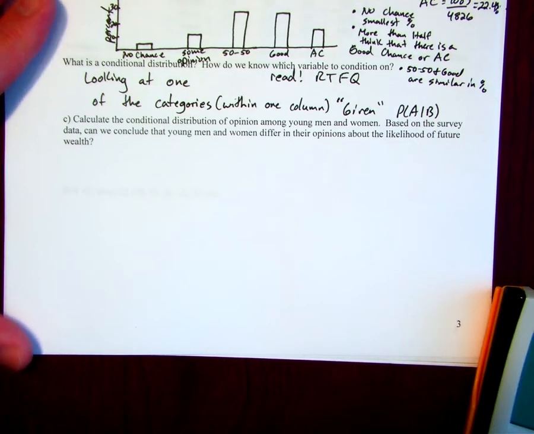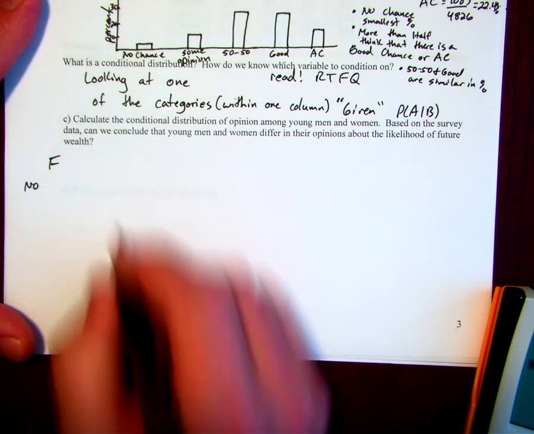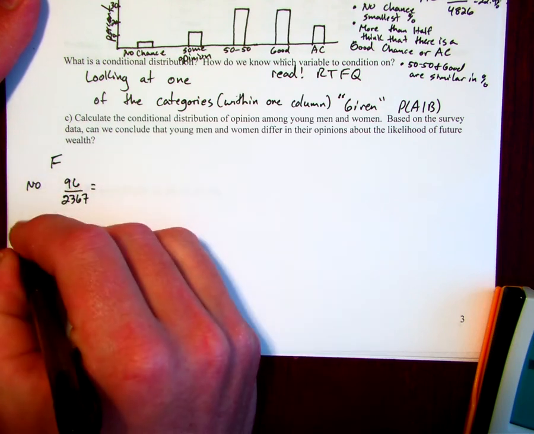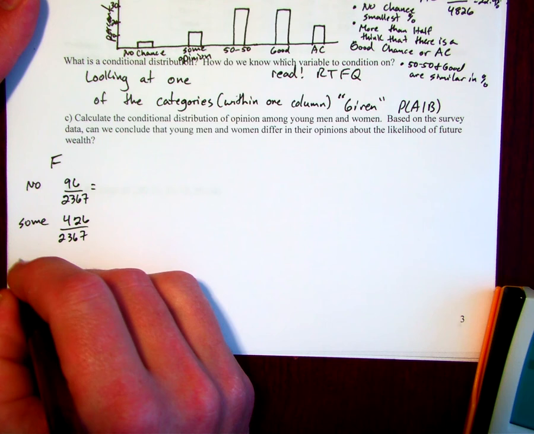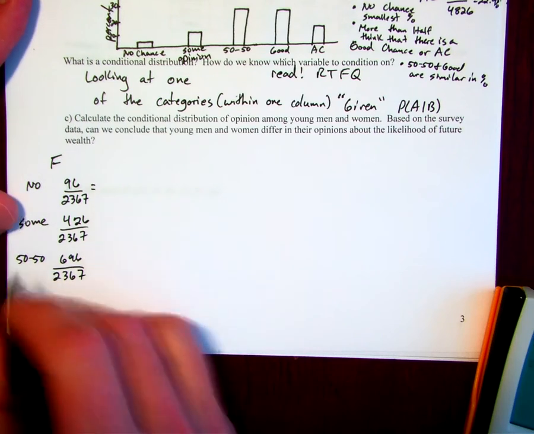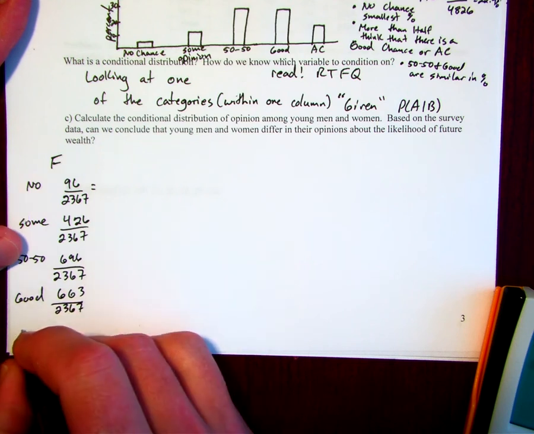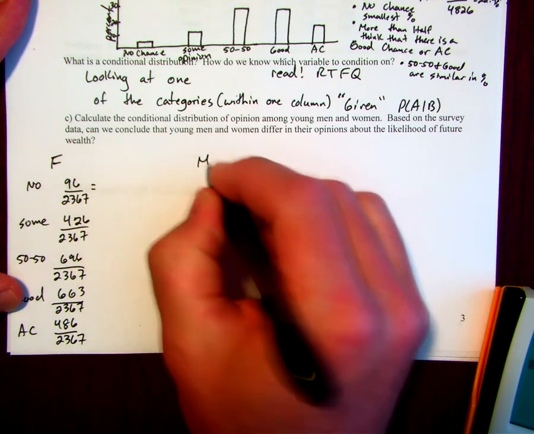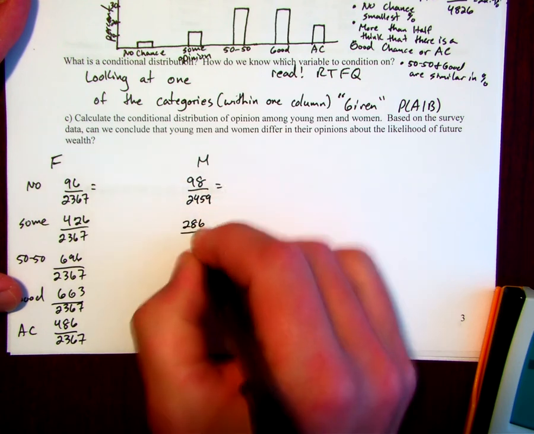I'm going to use them as I'm writing this down, but calculate the conditional distributions. All right? So here we go. Let's do the females. And so we do no chance right here. That's going to be the 96 out of 2367. We'll do some chance, 426 out of 2367. Now this is where it'd be nice if we were in the classroom. I'd be having each of you do this separately. We could get the answers real fast, but we're doing the best we can. Then you got good, and almost certain. We'll do the males. Same thing, same category. So 98 out of 2459, 286 out of 2459.